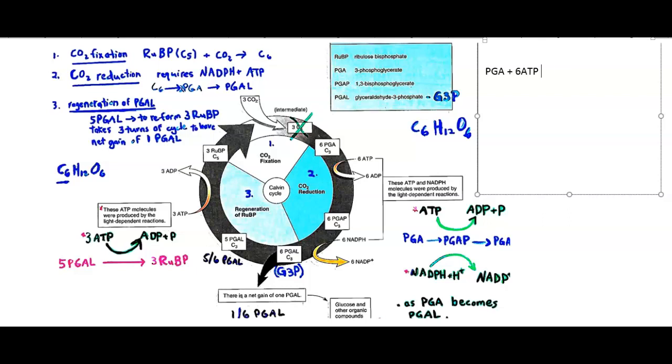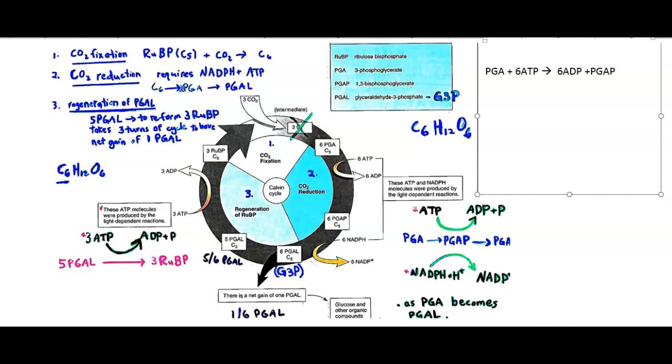That's not a good arrow. So let's look at what happened. How can we tell that really happened? Look at this. Now we have 6 ADPs. Wait, now it had 3 phosphates, now it has 2. Look at this. PGA that now has a phosphate. So PGAP.